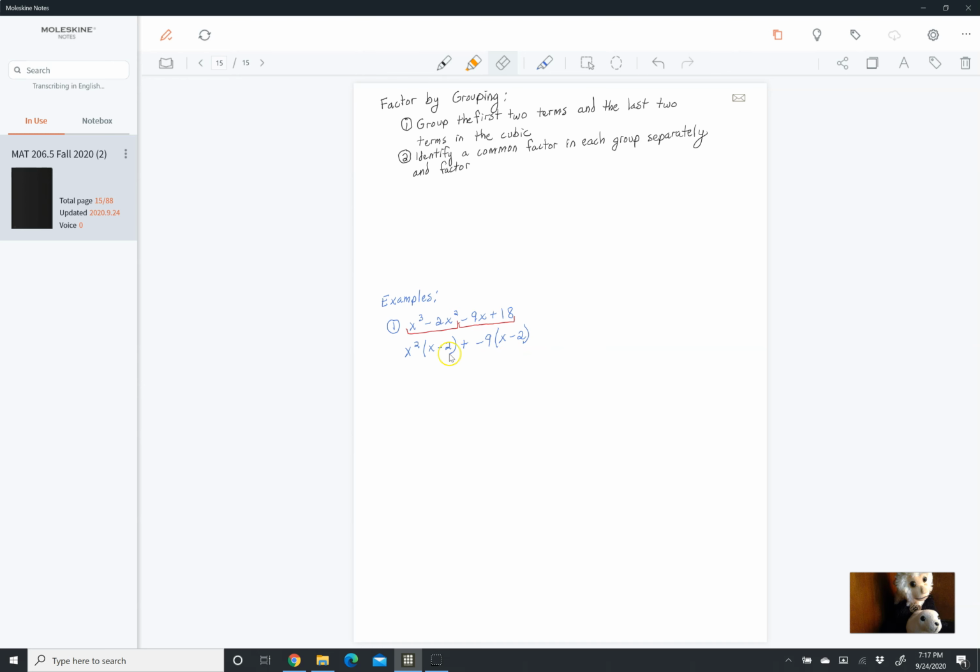That's what should happen. If it doesn't happen, then check to make sure that you didn't make a mistake. If you didn't, and this doesn't happen, then it means it's not factorable by grouping, okay? So the next thing that you're going to do is identify a common factor for each term. And that should be easy to identify because it's what's in the parentheses.